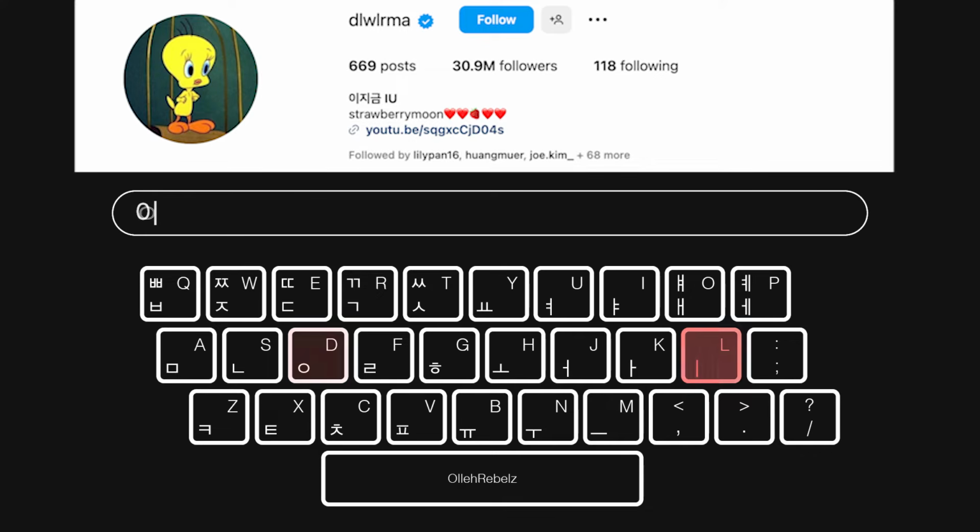D is Iung, L is E, W is jiut, L is E, R is giok, M is and A is myum. This ends up spelling 이지금, which is actually a play on words of a real name, 이지은.